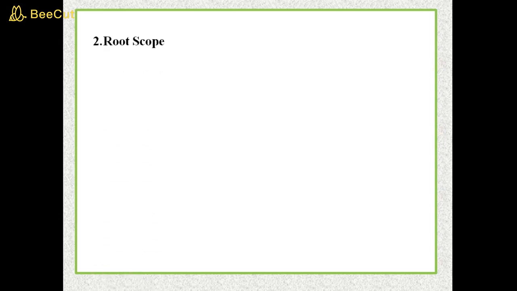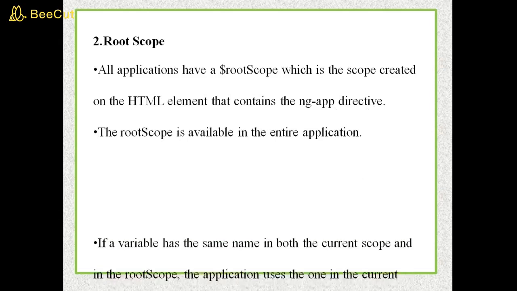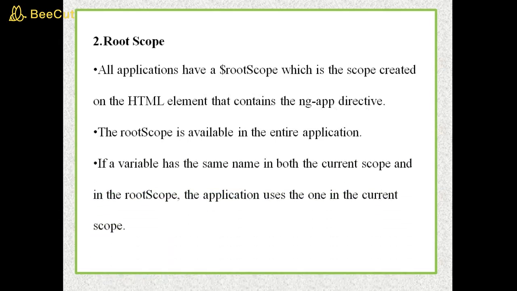The next is $rootScope. All applications have a $rootScope, which is the scope created on the HTML element that contains the ng-app directive. The root scope is available in the entire application. If a variable has the same name in both the current scope and in the root scope, the application uses the one in the current scope.